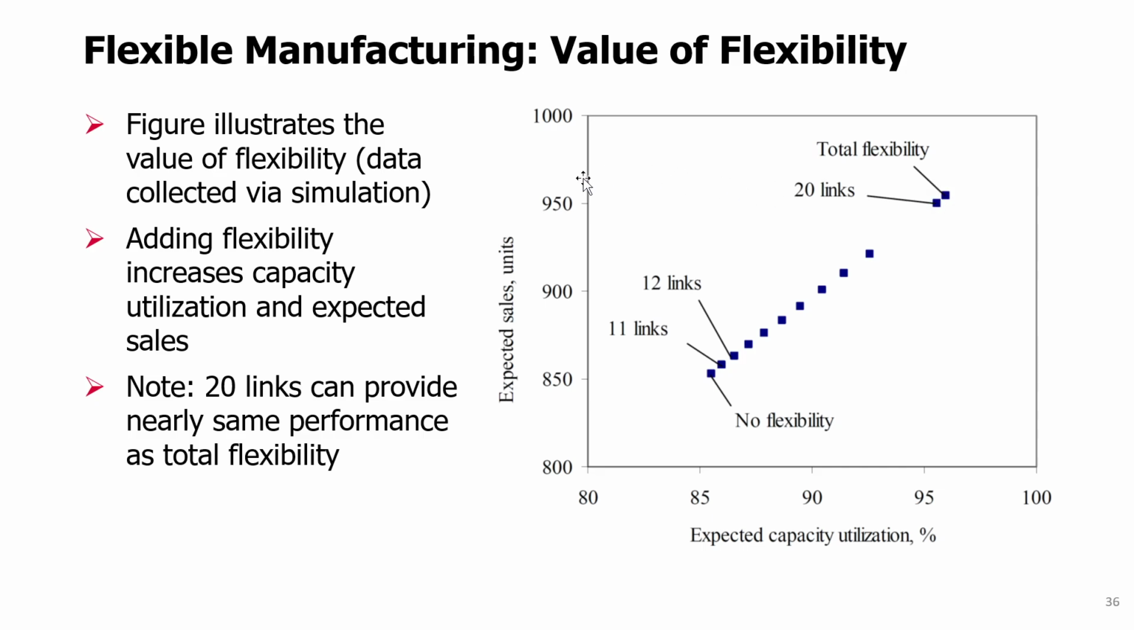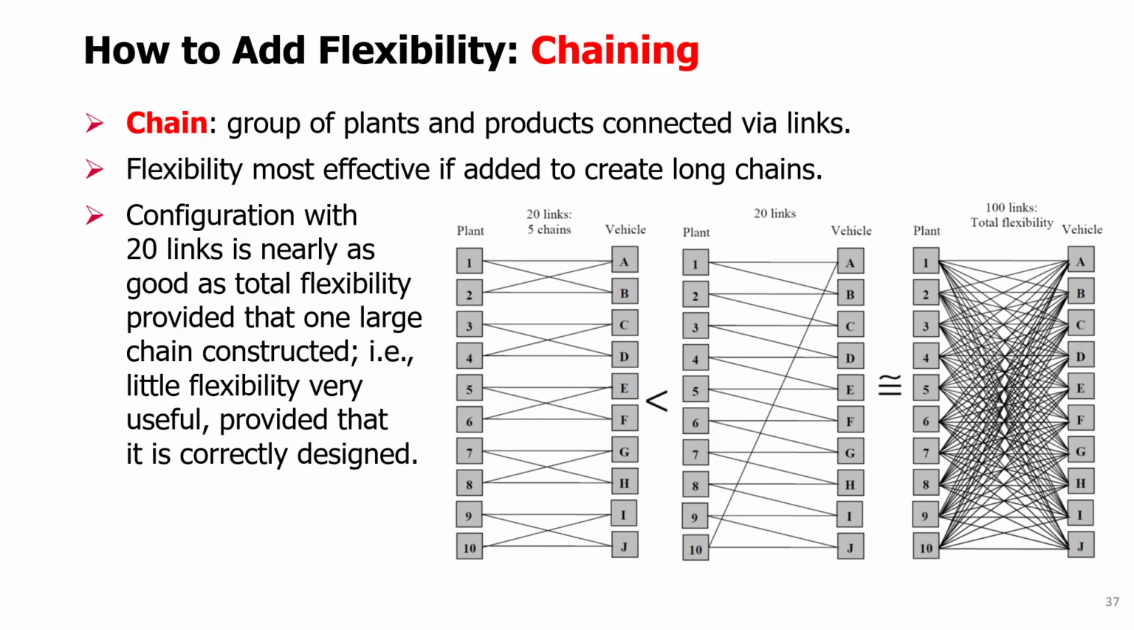So what is important to see is that total flexibility, which has 100 links, is not much better than the case of 20 links, but those 20 links must be added in a very specific way. As we add the links, if we add them in a smart way, we improve utilization and expected sales. And when we get to 20 links for 10 plants and 10 products, we can get to a level that is very close to total flexibility, giving us almost the same benefits. So how do we add flexibility in a smart way? The answer is to create large chains.